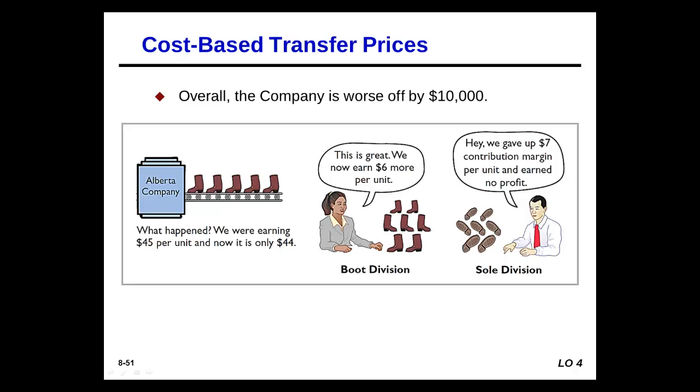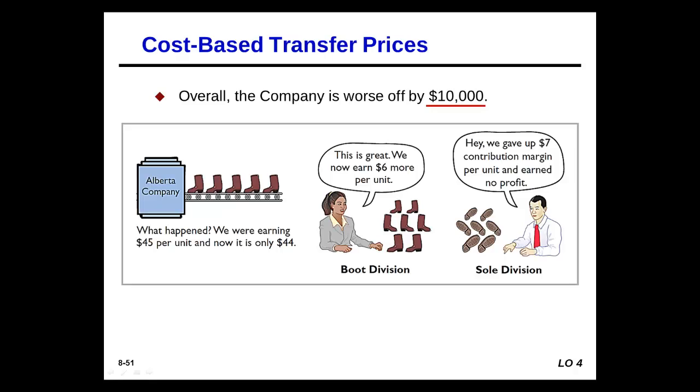Further examination of this example reveals that this transfer price reduces the company's overall profits. The sole division lost a contribution margin per unit of $7, and the boot division experiences only a $6 increase in its contribution margin per unit. Overall, Alberta Company loses $10,000. This is the 10,000 boots times the difference in the contribution margins of $1.